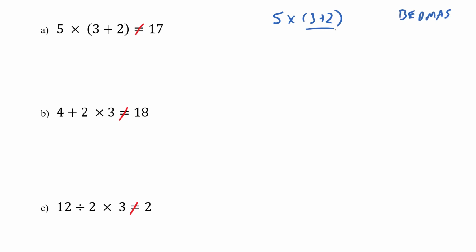We'll start with brackets. So 5 times (3 plus 2) is 5 times 5, and this equals 25. So you can clearly see 17 and 25 are not the same number. This is incorrect. So what happened here? How could you possibly get 17 as the correct answer here?